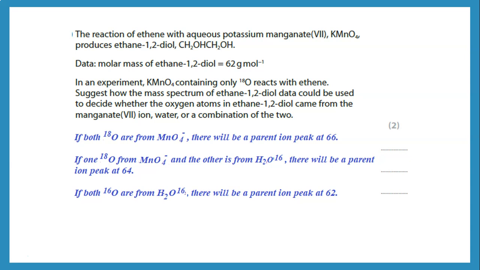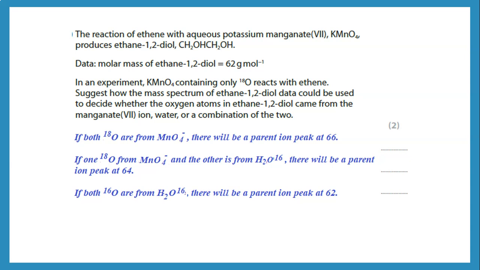So if both oxygens are O18, then calculate the molecular mass of ethane 1,2-diol in which the oxygens have a mass of 18. This will give a parent ion peak at 66.